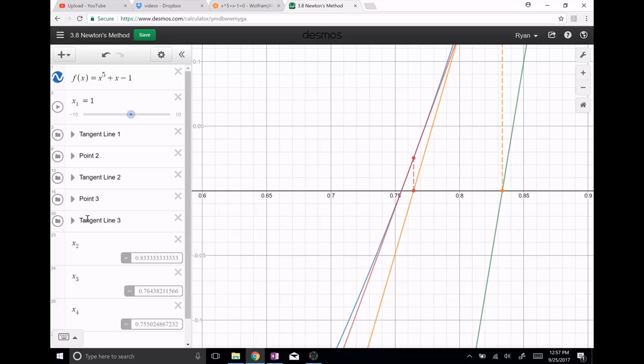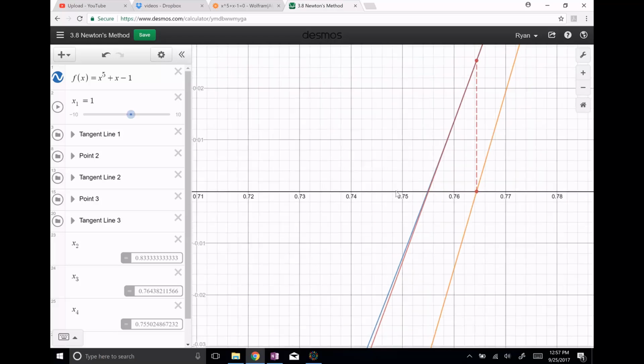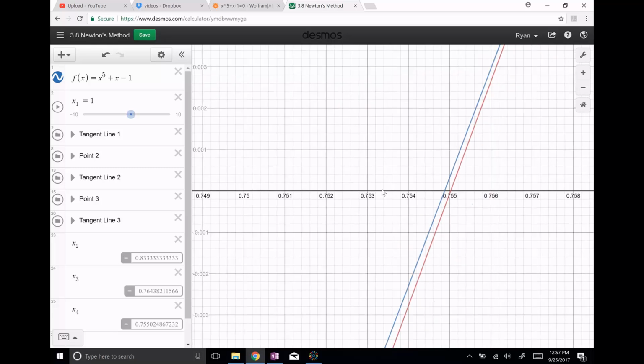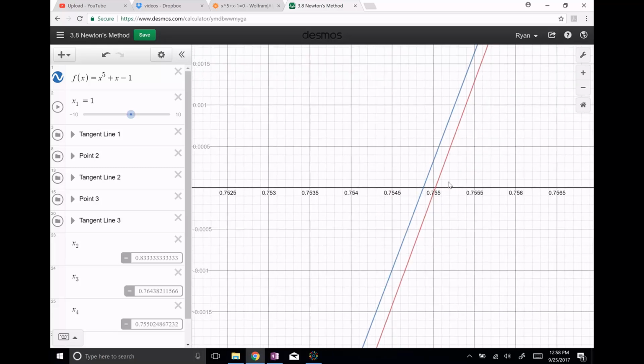And you can do this as many times as you want. You can make a computer program and do it 100 times, 1,000 times. But you can see now that this red line gets very, very close indeed. Still not quite equal, but if you zoom in more and more, it is very, very close.